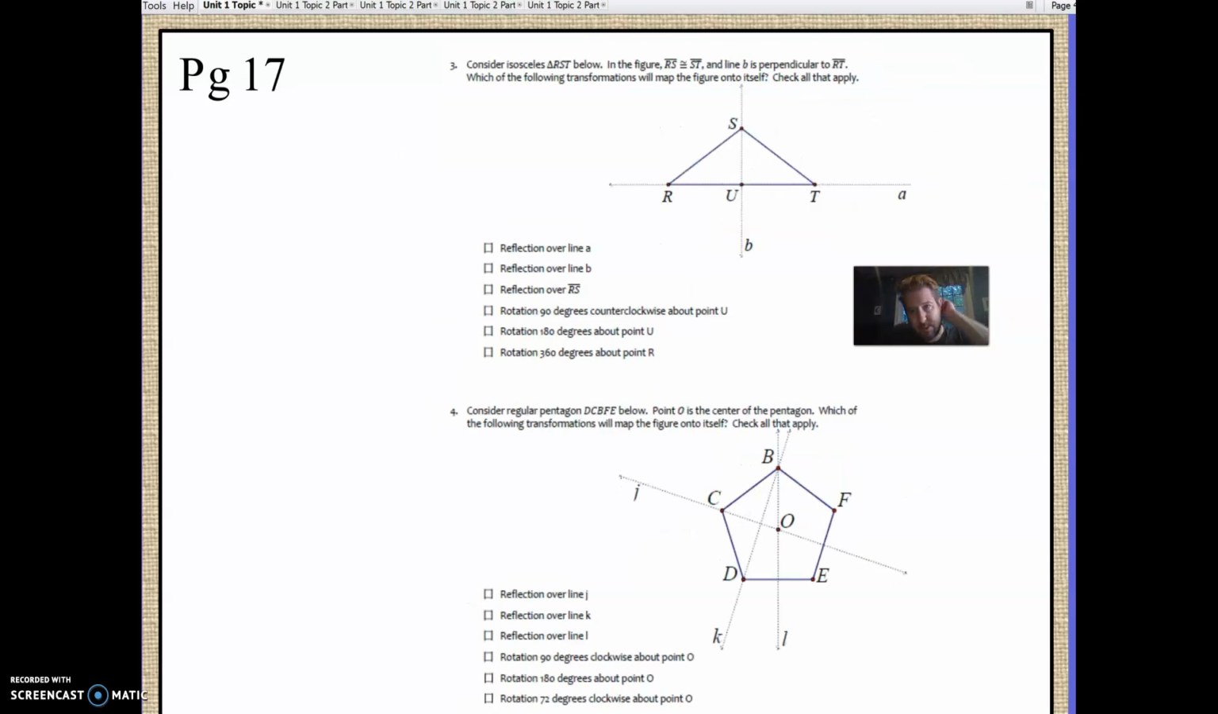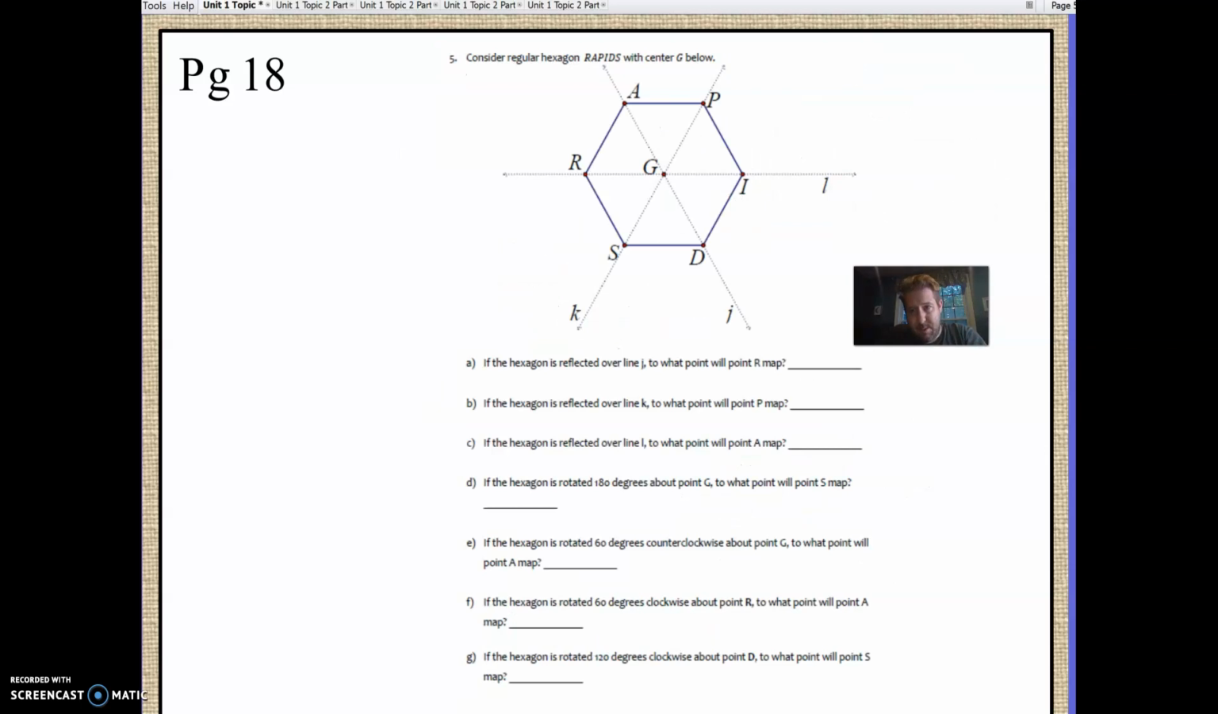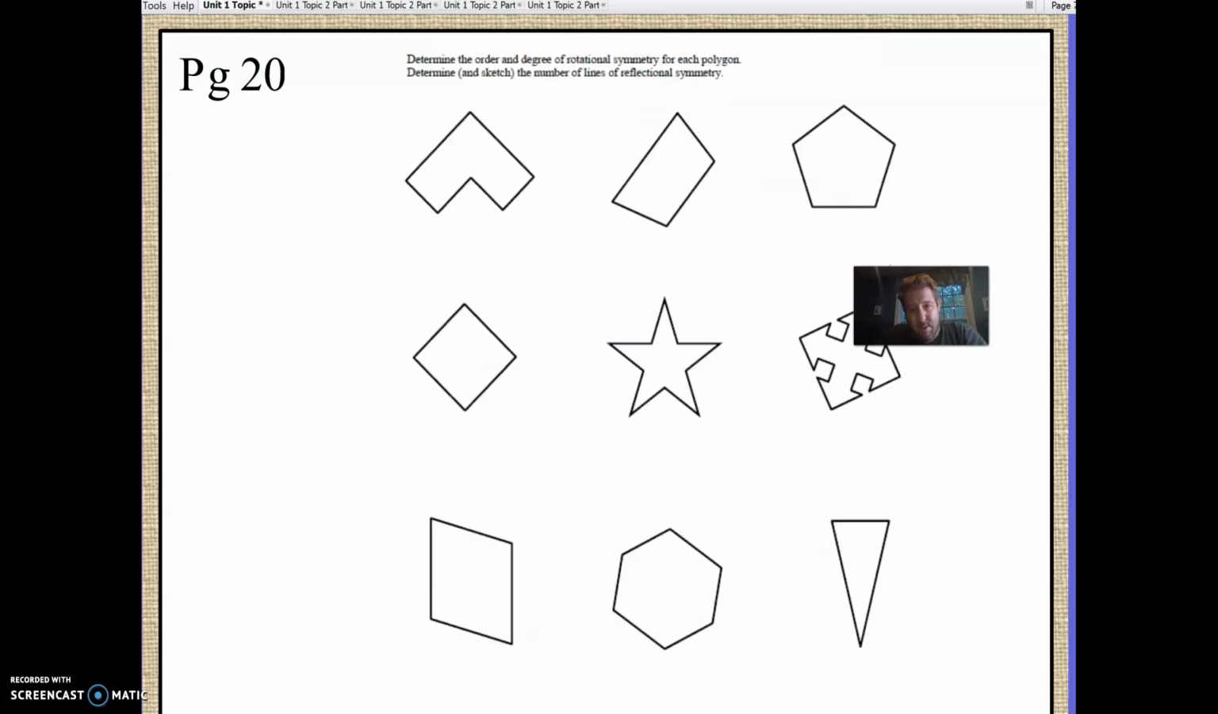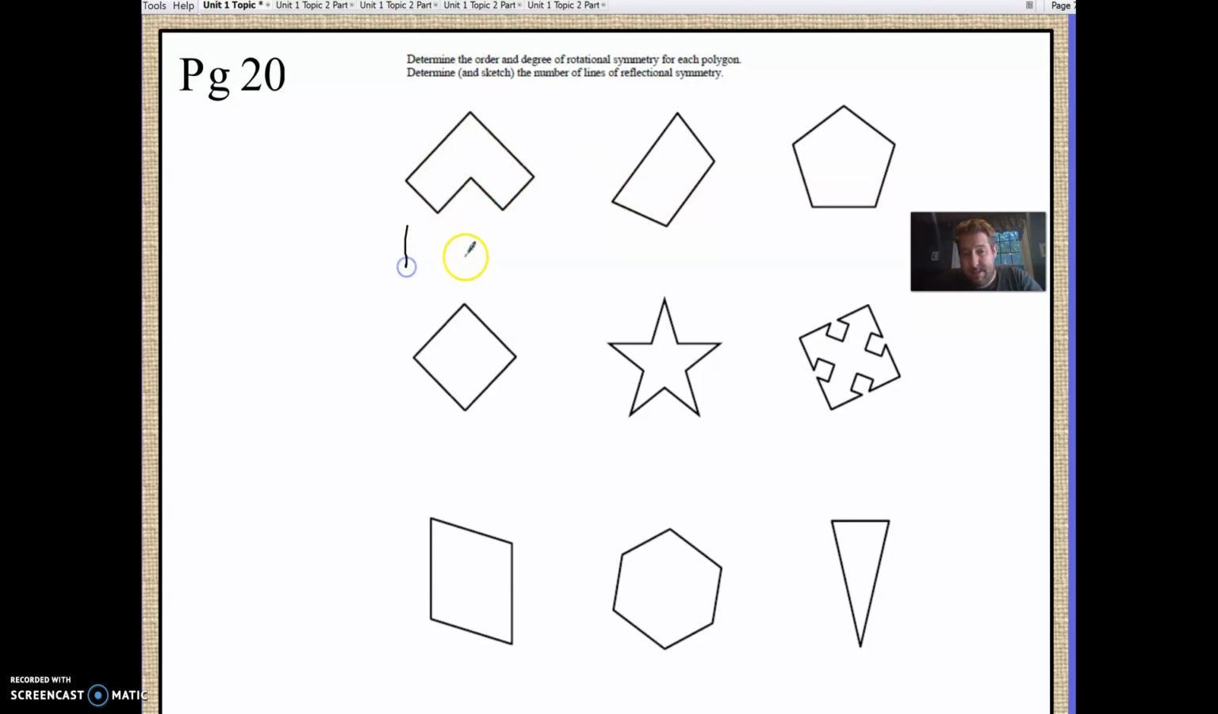Now, rotational symmetry, and I'm going to skip through some of these because it's the same premise for all of these, mapping points onto other points. The order or degree of rotational symmetry means how many times you can spin an image 360 degrees and have it look exactly the same. If I turn it all the way around, it's going to look exactly the same one time. Only 360 degrees will look exactly the same.